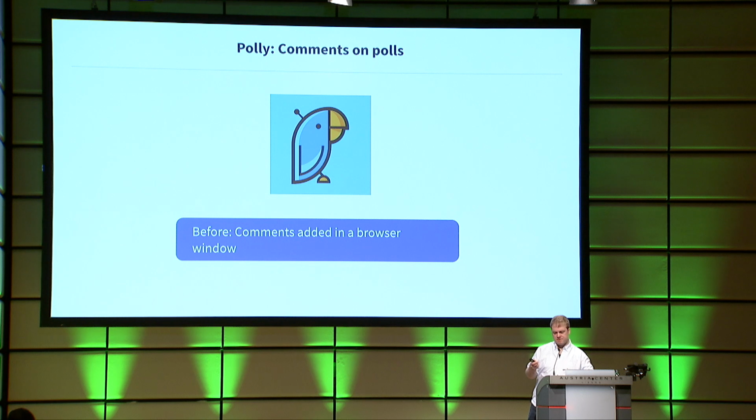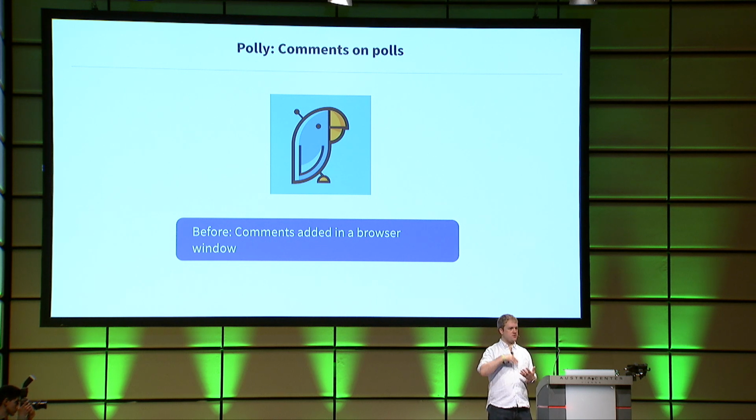When they initially built it, if you wanted to add a comment to a poll, you would have to go to Polly's website, type in the comment, and it would send that back into Slack. So instantly, you're breaking a user's workflow by making them context switch over to your app. And it was a distracting workaround, and it left the conversion lower than they thought.